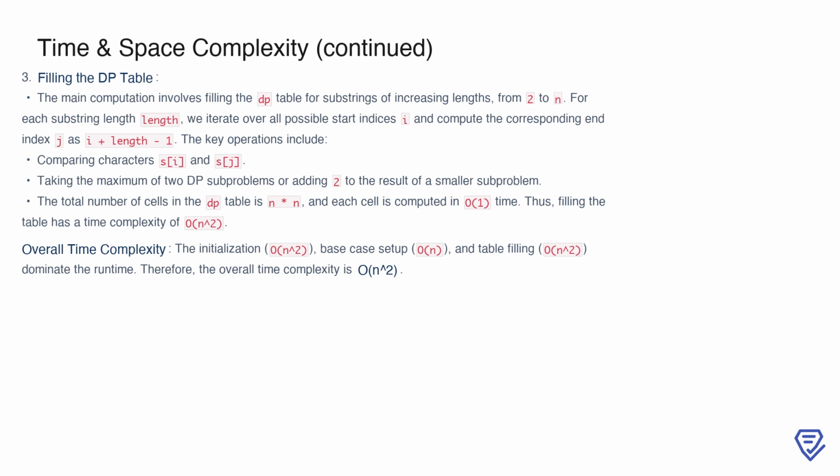Since there are n*n cells in the dp table and each cell is computed in constant time, this computation requires O(n²) time. Combining this with the initialization and base case setup, the overall time complexity of the solution is O(n²).